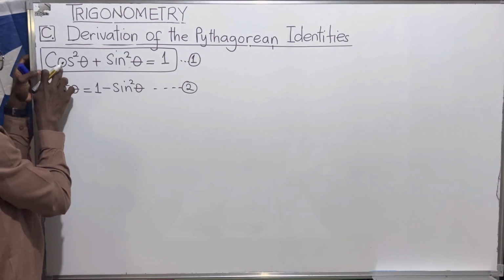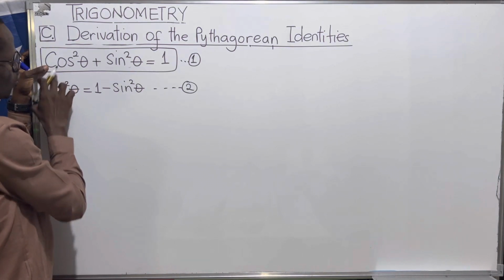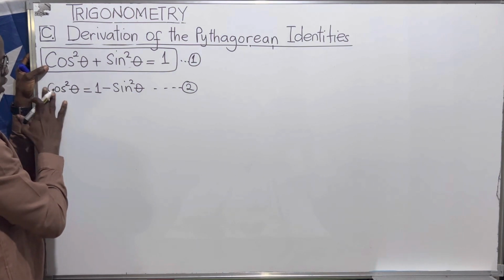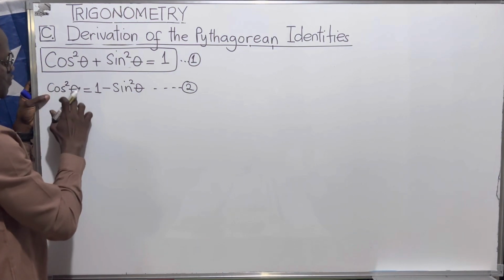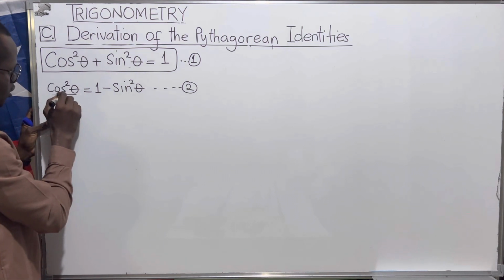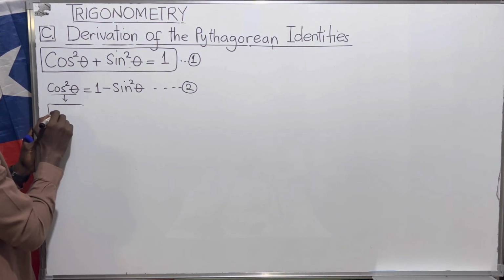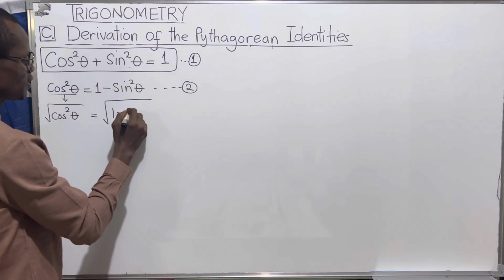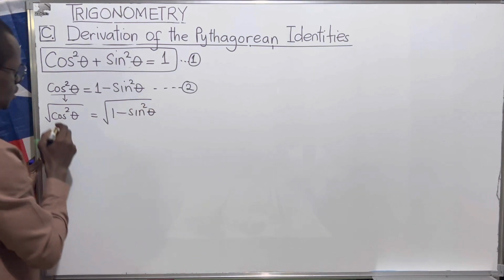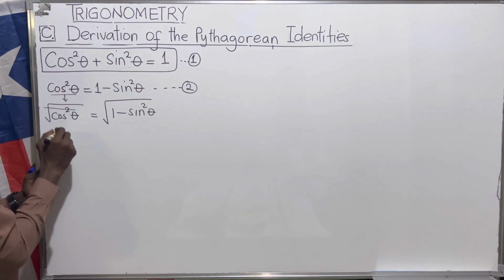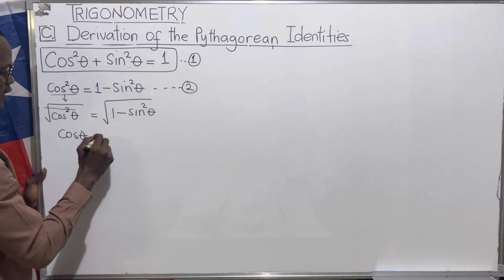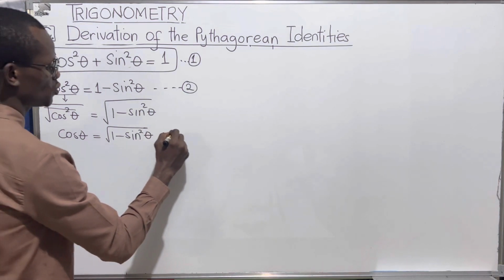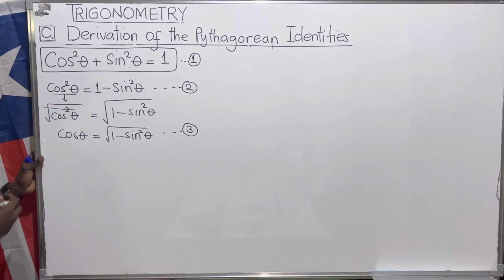So what if from this same identity we want to solve for cos? We don't want the square to be there any longer. We just want to solve for cos of theta. From this one, we can take the square root on both sides. So we say the root of cos squared theta equals the root of 1 minus sine squared theta. This root will cancel the square, and we are now left with cos of theta equal to the root of 1 minus sine squared theta. So we call this identity number 3.